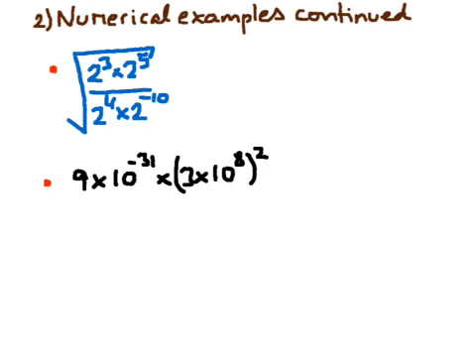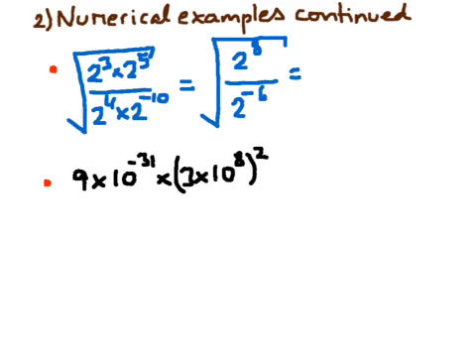So let's look first of all at this example. What we have here is the square root of, and let's simplify the numerator first, 2 cubed times 2 to the 5th is 2 to the power of 8. On the bottom, 2 to the 4th times 2 to the minus 10 is 2 to the 4 minus 10. 4 minus 10 is minus 6, so we have 2 to the minus 6. We now have 2 to the 8 divided by 2 to the minus 6 inside the square root, so this is the square root of 2 to the 8 minus 6, so that is 2 to the 8 plus 6, and 8 plus 6 is 14.